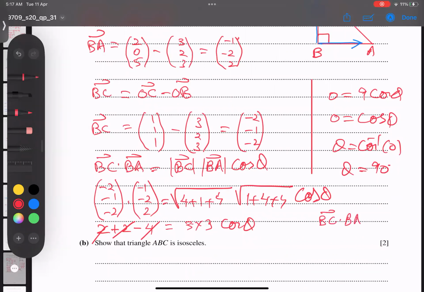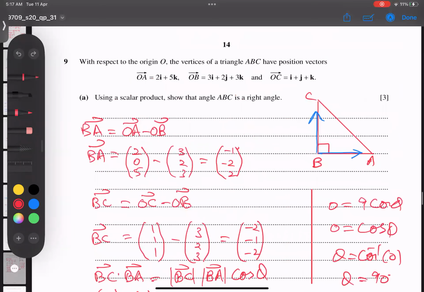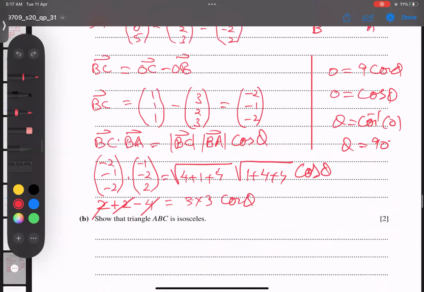Show that ABC is an isosceles triangle. It means, how to prove it? Opposite the 90 degrees, this length is always different. So these two lengths can be the same. If I find the magnitudes and they are equal to each other, then we can see that this is coming the same. So look here. This comes from here and this comes from there. And I got it already here.